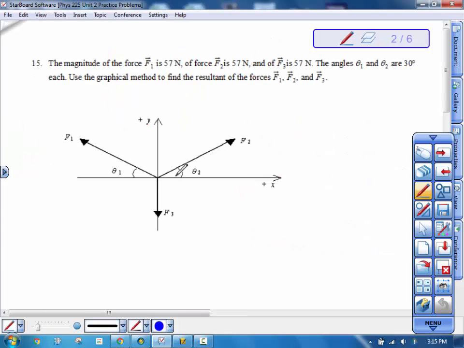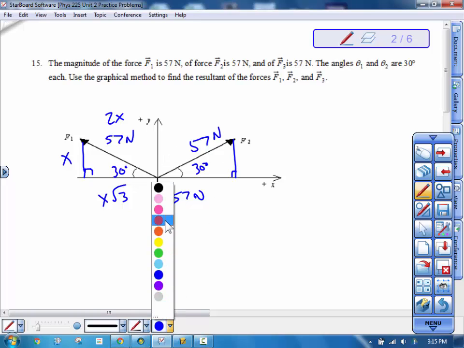Okay, the next problem gives us a force F1 with a magnitude of 57 newtons, another force F2 with a magnitude of 57 newtons, and then F3 has a magnitude of 57 newtons. And the angles here are 30 degrees. So then we can make triangles out of this. And we know these are special right triangles, where if you use your special right triangle values, this is x, this is twice that, and this is x times the square root of 3.